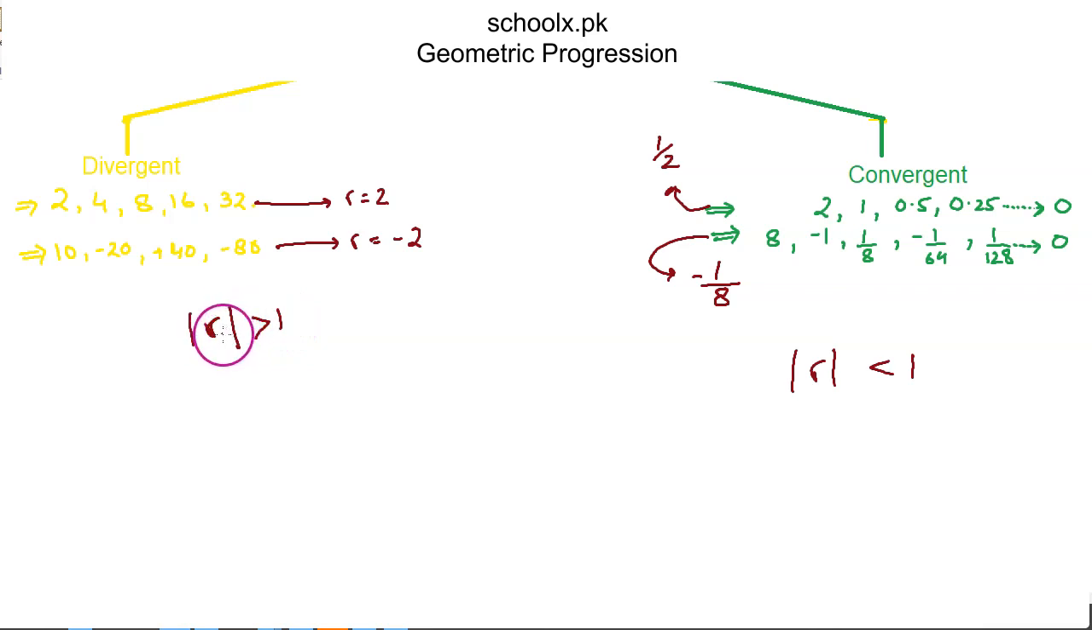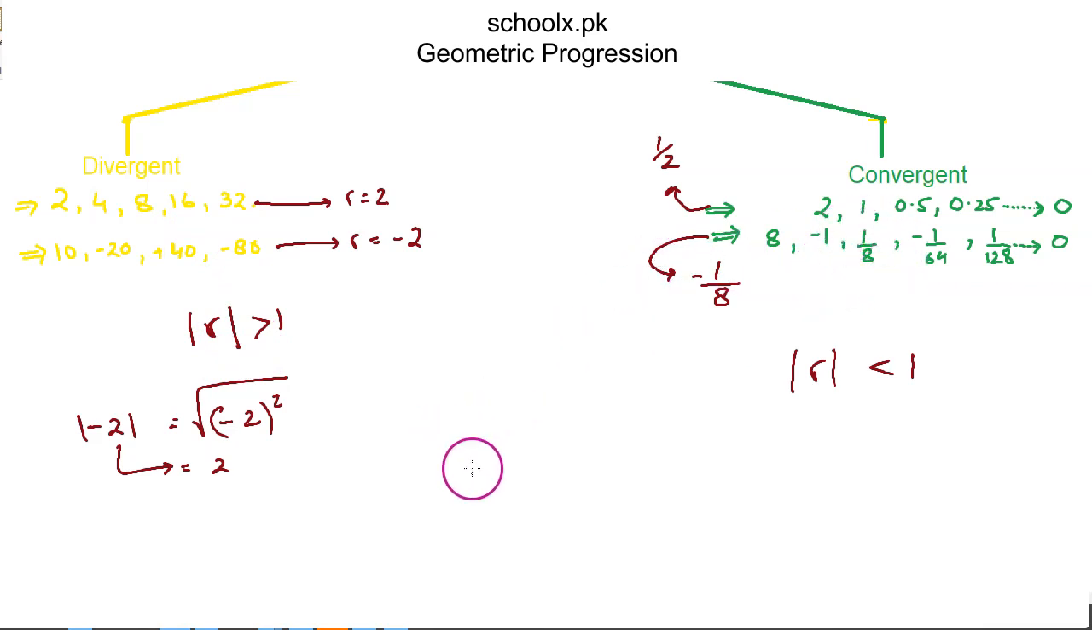No matter what the sign is, these two lines, they represent the modulus. Modulus, they represent the magnitude. For example, if I want to find the modulus of negative 2, what I'll do is, I'll take the square of negative 2 and then take its square root. So the square of negative 2 is 4, positive 4, and the square root of positive 4 is 2. So the modulus of negative 2 is 2, right? So here, if the modulus of r is greater than 1, the sequence is divergent. If the modulus of r is less than 1, the sequence is convergent.